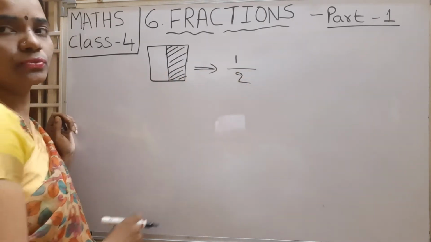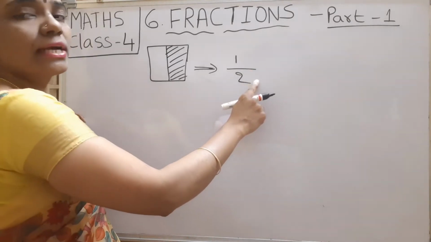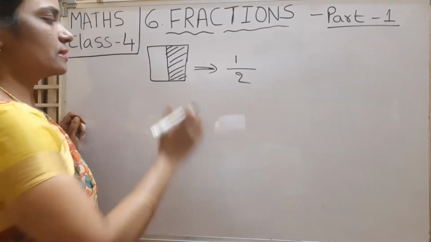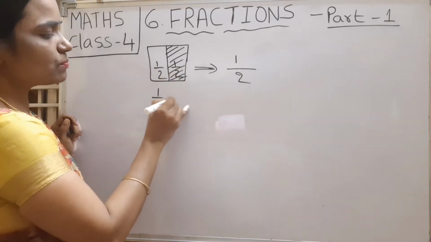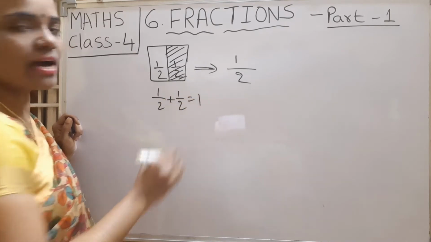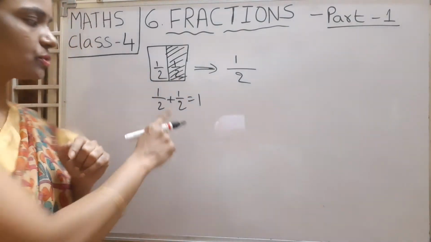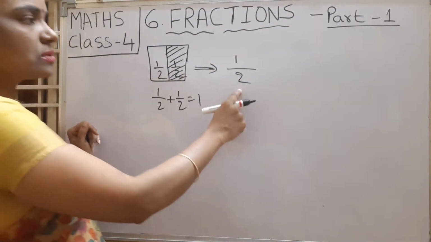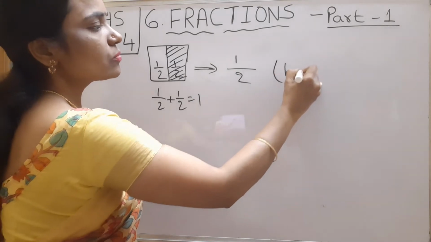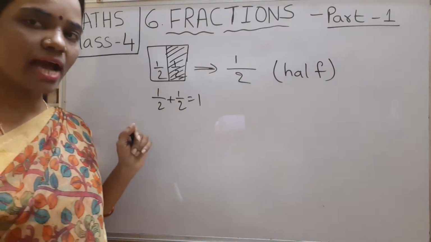1 out of 2. How do you read this? 1 by 2 means out of 2 equal parts, only one part is colored. So here this is 1 by 2 and this is 1 by 2. 1 by 2 plus 1 by 2 is 1. So 2 halves together make the whole. 1 by 2 is also known as half.